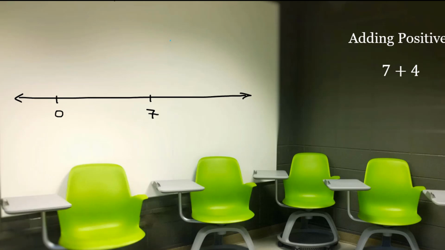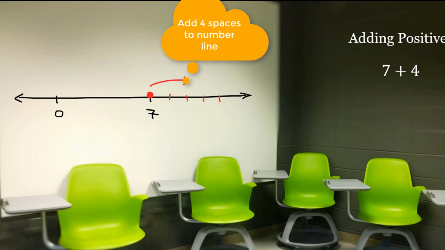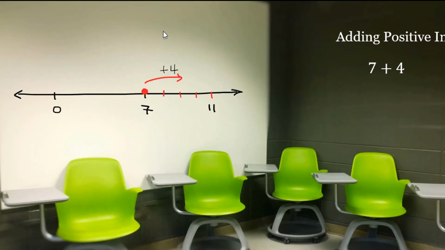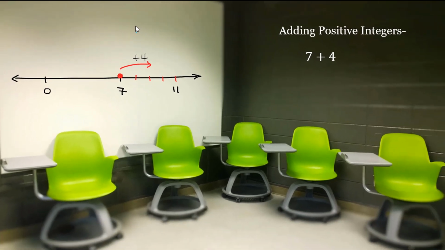So from here, if I start at 7 and I add 4, adding is going to move me to the right on my number line, and I'm going to move right 4 spaces. So we would go 7, 8, 9, 10, 11. So we would move out 4 spaces, and it tells us where we're going to stop. And 7 plus 4, so if we added 4 spaces to this, we're going to end up here at 11. So 7 plus 4 is 11. Positive 7 plus positive 4 is 11.